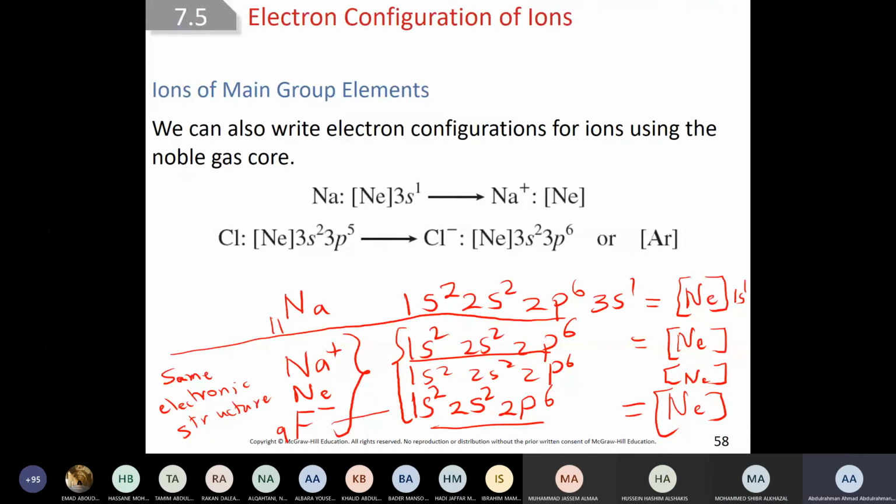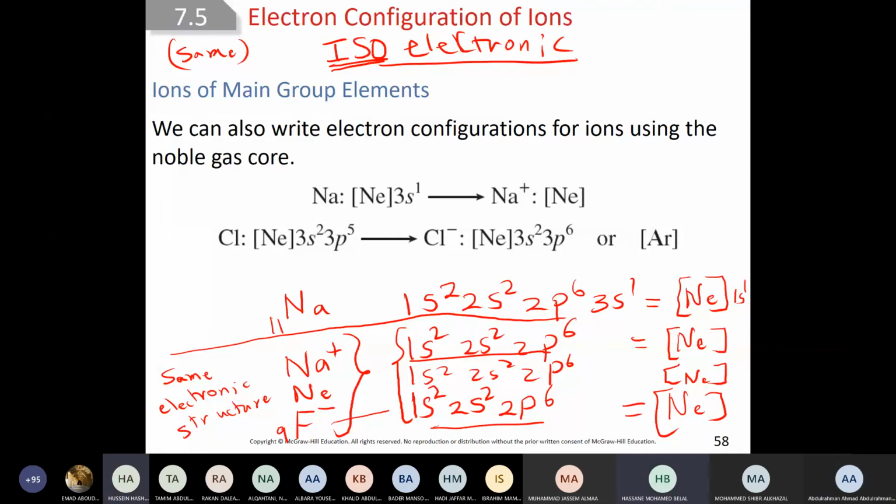We call these iso. Write the word here. What's the meaning of iso? Iso means same. Isoelectronic. What do I mean by isoelectronic? Having the same electronic structure.